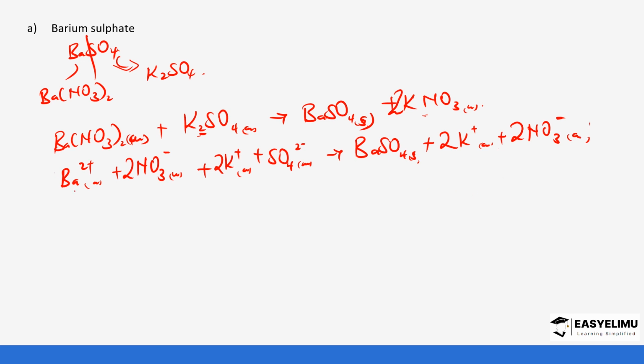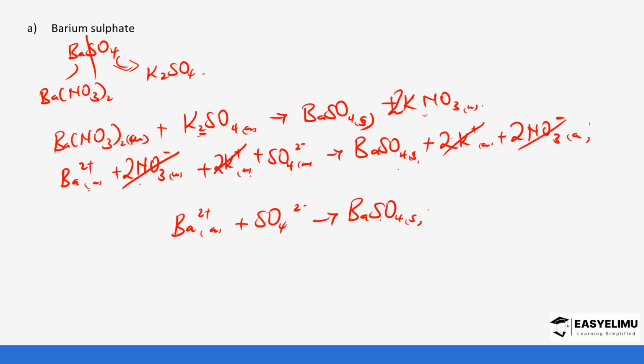So our barium is in aqueous this side and in solid this side, so we do not cancel. Nitrates are in aqueous, it's also in aqueous, so we cancel it out. Potassium is in aqueous this side and aqueous this side, so we cancel it out. And then sulfate is in aqueous and this side in solid. So our final answer becomes barium plus sulfate ion to form barium sulfate.